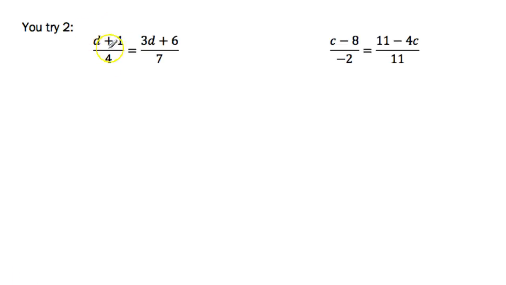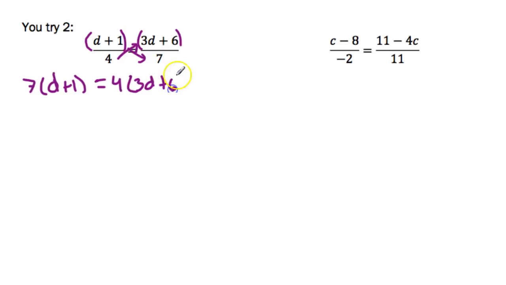Alright, here we go. So over here, cross multiply. Remember, I like to put the parentheses around the top or bottom of the fraction when there's more than one term. So we have d plus 1 times 7. I'll put the 7 first. 7 times d plus 1. Over here, 4 times 3d plus 6. That equals 4 times 3d plus 6.